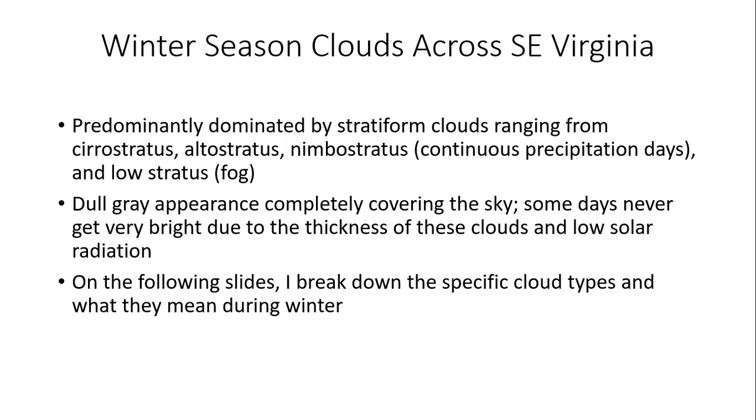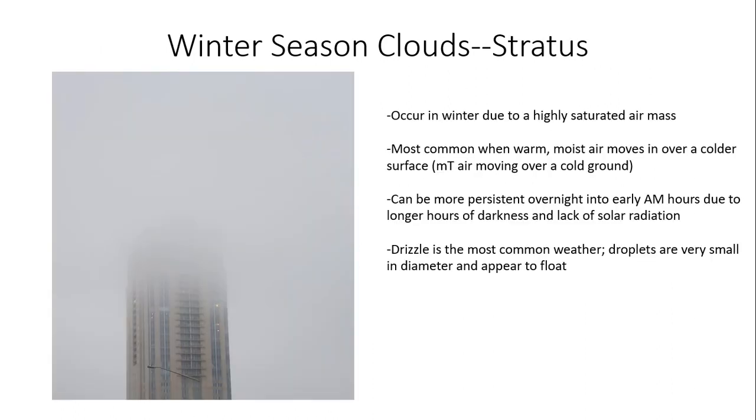Now in the following slides, I'm going to break down the specific cloud types and what they mean during the winter. We're going to start off with this stratus cloud. Now, stratus clouds occur in winter due to a highly saturated air mass, so our temperature and dew point are close together. They're most common when you get warm, moist air moving over a colder surface. So, for example, if I have a maritime tropical air mass in the winter moving over a colder ground, I generally tend to get some stratus. In some cases, I get fog, which is shown there in the picture on the left.